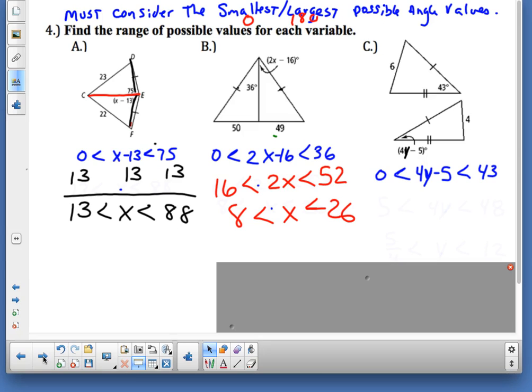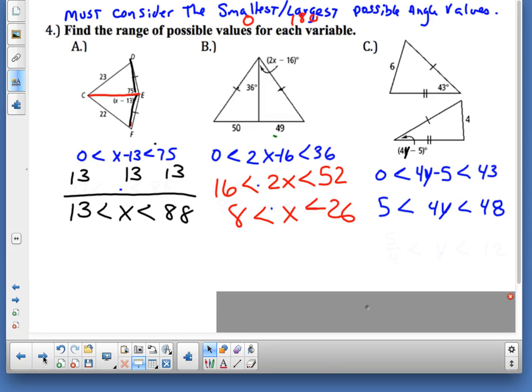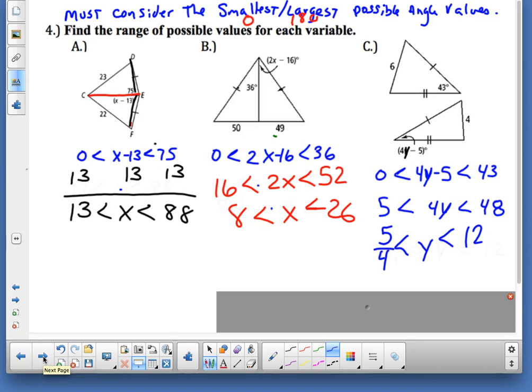Now, with that said, I've set up 3 problems where the angle inside is the largest. Yet we know that the largest possible angle could be 180. So how could we use 180 in these? Hopefully you guys noticed as you went through, you got this solved. We got 5/4 less than y less than 12 because I'm dividing by 4 across. Okay, when we're done. So are you okay with getting to this solution?